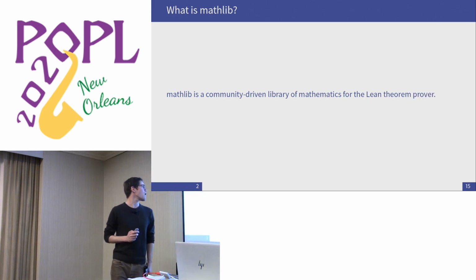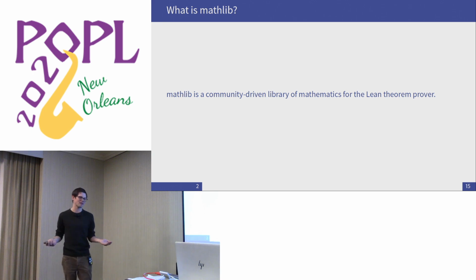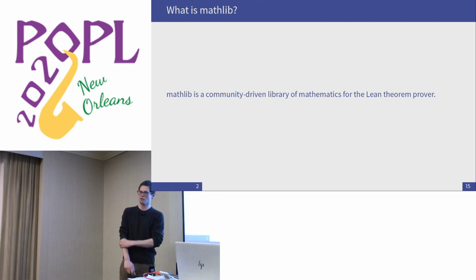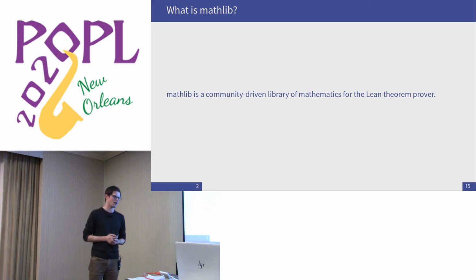So what is in the library? It's called Mathlib. I say here it's a library of mathematics. This is because of those 74 people. We have a surprising number of people who are interested in formalizing mathematics. And so this is the direction that the library has taken.